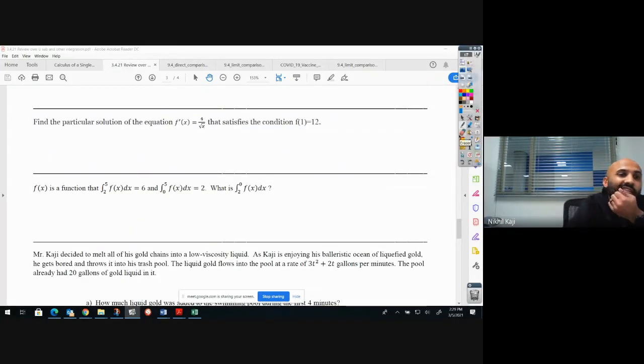All right. Find the particular solution. So remember, that's going back to basic antiderivatives before we got all complicated. It just wants us to figure out what the C is. We'll take the antiderivative of our f prime, which is 4x to the negative 1/2 power.